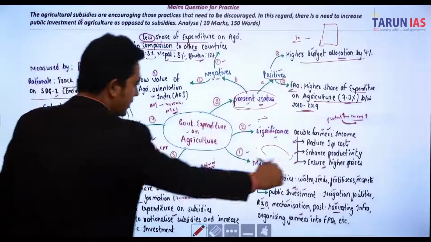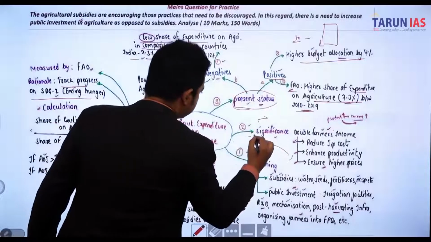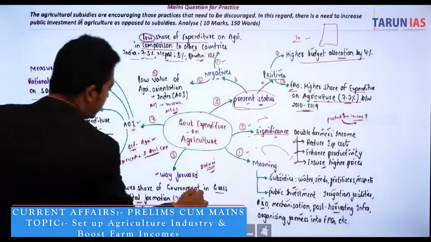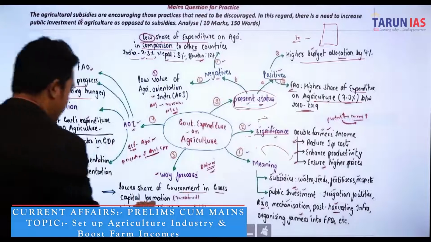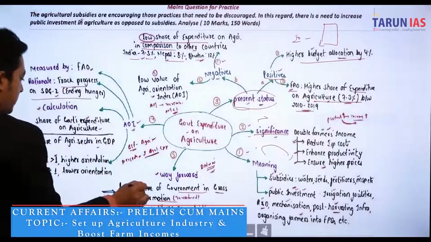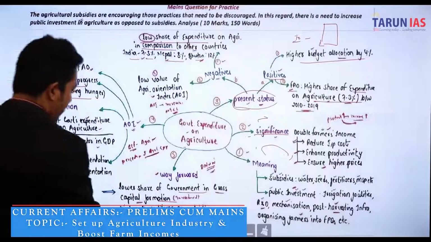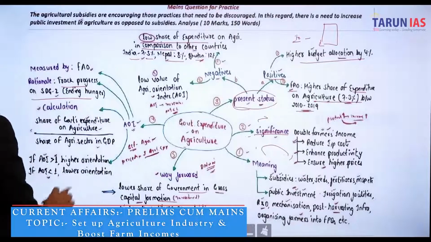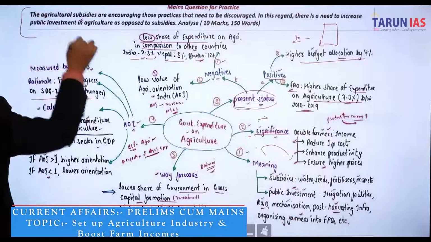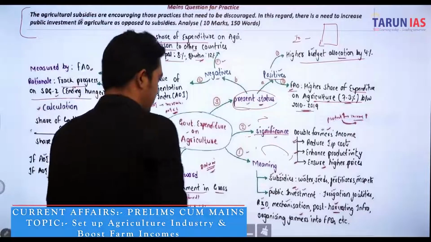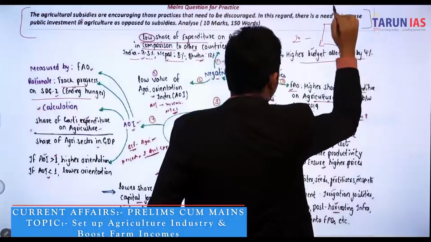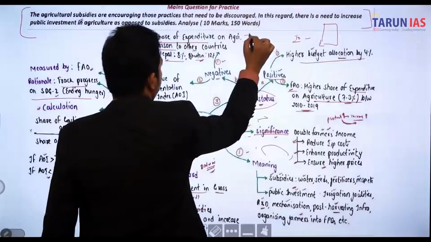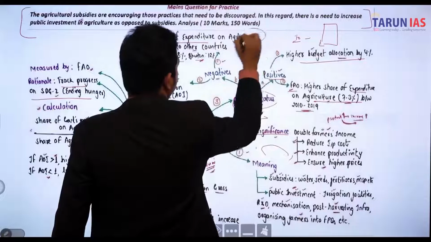I hope that it is clear from my side. So the significance and way forward: a lower share of government in gross capital formation needs to be addressed, higher expenditure on subsidies needs to be rationalized, and public investment needs to increase, which we have discussed. So in a short way, we can easily tackle these questions and solve them at your home, in terms of IBC: introduction, body, and conclusion.